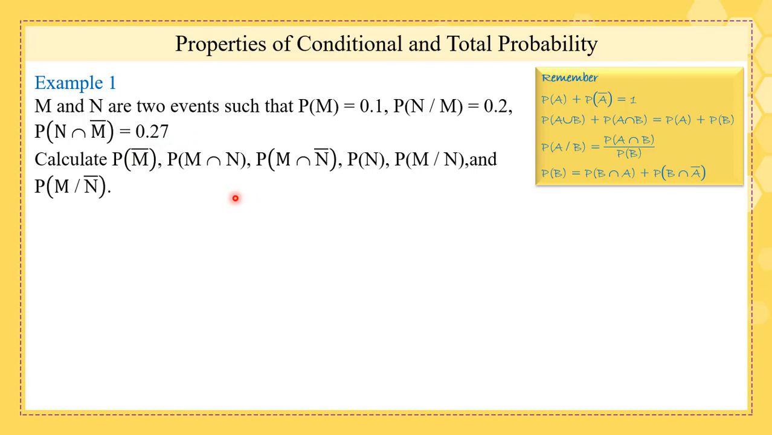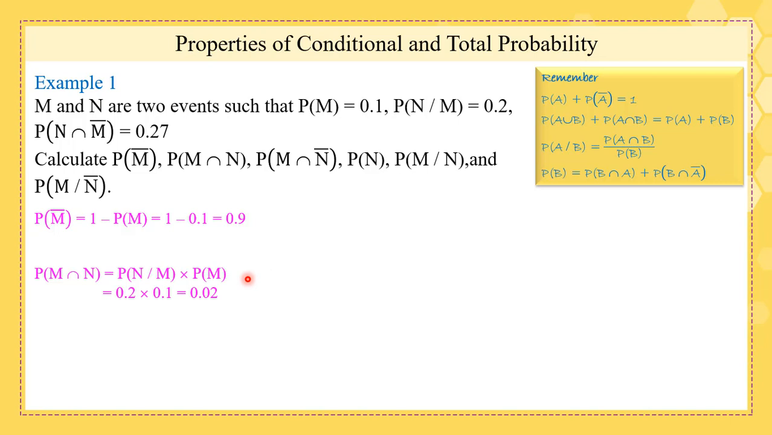Let's begin. We know P of M, we need P of M bar, so we apply the first property here. P of M bar is 1 minus P of M, which is 0.9. Now we need P of M intersection N. We know the conditional and we know M. So what is M intersection N? Applying the third property, it's N given M times M, which is 0.2 times 0.1, which is 0.02.